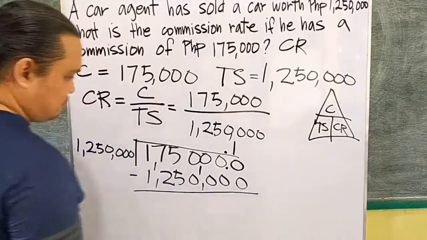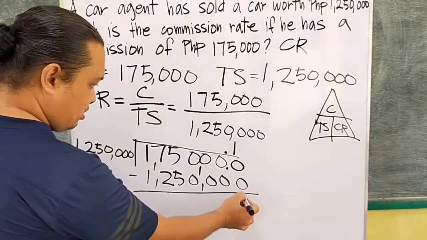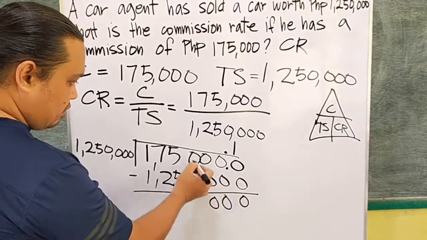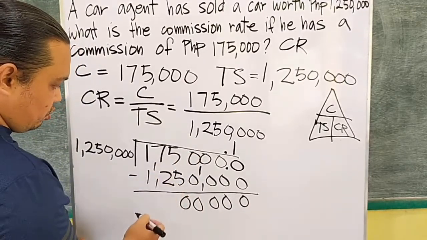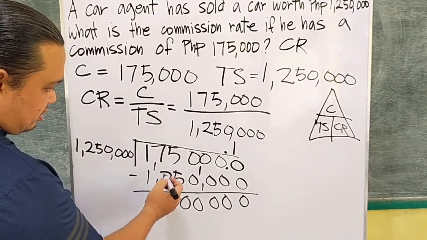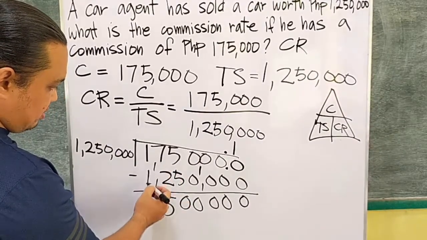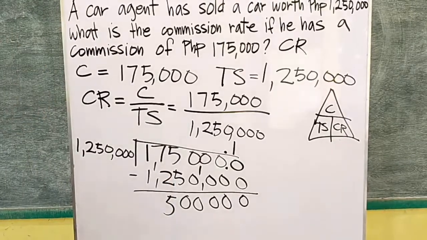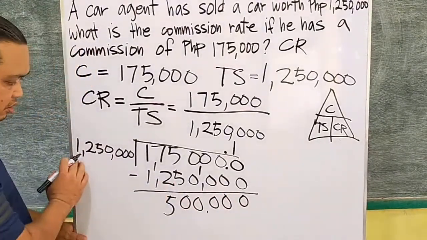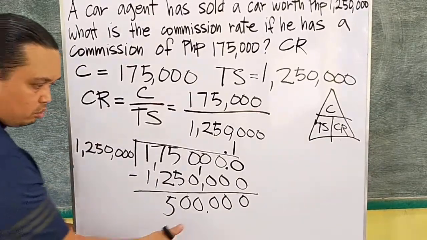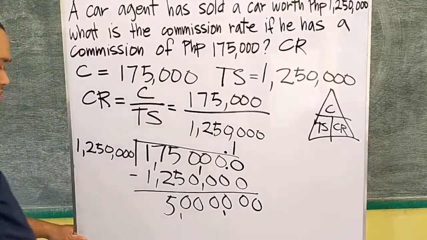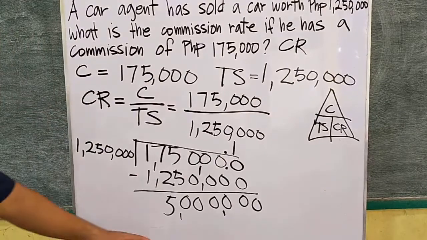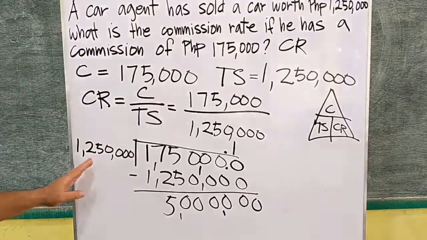Okay, now let's subtract the 0 here, minus 0, 0 minus 0 is 0, 0 minus 0 is 0, 5 minus 5 is 0, while 7 minus 2 is 5, and that is 0. Okay, so we have 500,000. Okay, now 500,000 divided by 1,250,000 cannot be. So what we need to do is add 0 on it. So we have now 1, 2, 3, 5 million. Okay, so we have 5 million. Now 5 million divided by 1,250,000, let's try 4.